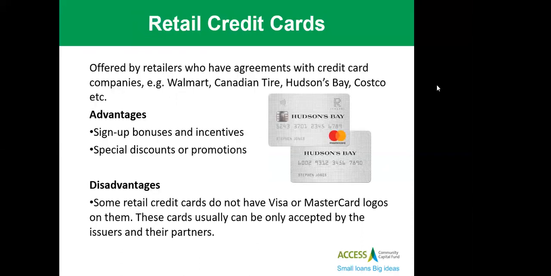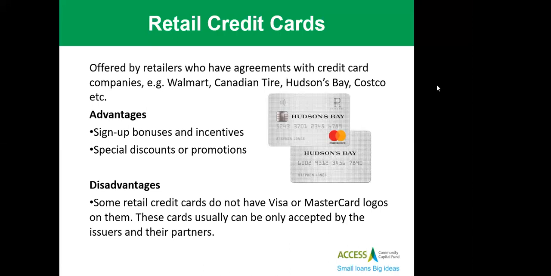Some retailers like Walmart, Canadian Tire, Hudson's Bay, and Costco issue their own credit cards. These credit cards have some advantages like sign-up bonuses and incentives, and special discounts or promotions. However, some retail credit cards do not have Visa or MasterCard logos on them. These cards can usually only be accepted at the issuer's stores.